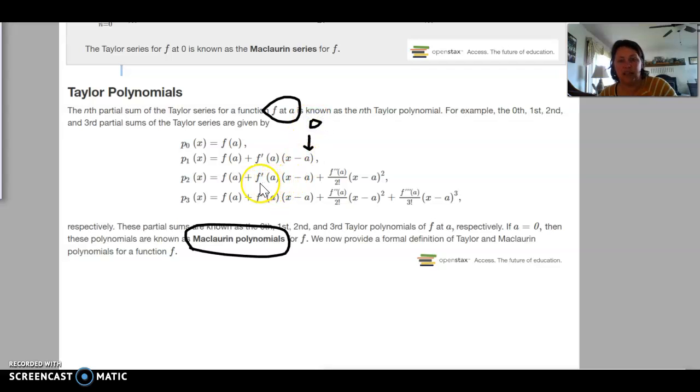Then we would just have f prime of 0 times x plus f double prime of 0 over 2 times x squared. So when we're doing a Maclaurin series, we will not have two terms. It won't be x minus 1 or anything like that. It'll just be x squared.